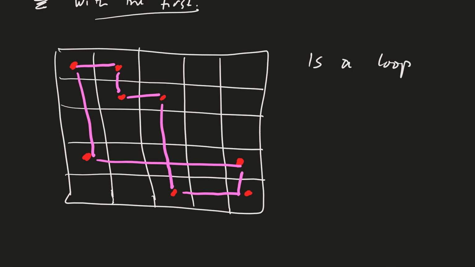Because if you take any pair of cells, the pair of cells shares either the same row or the same column. And then no three consecutive cells lie in the same row or column. And then the last cell in the sequence has a row or column equal to the first. Very good. So this is also a loop.